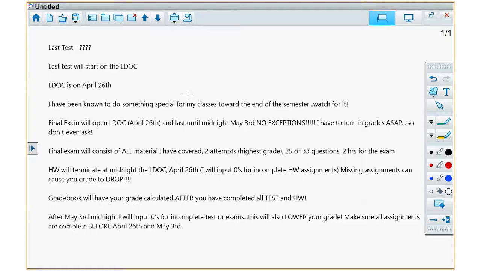Homework will terminate at midnight on the last day of class. Now, some of this is repetitive. There's a reason. Because I'm going to have somebody ask me, when's the homework turn off? So I'm not going to answer them, of course, because I'm going over it now.